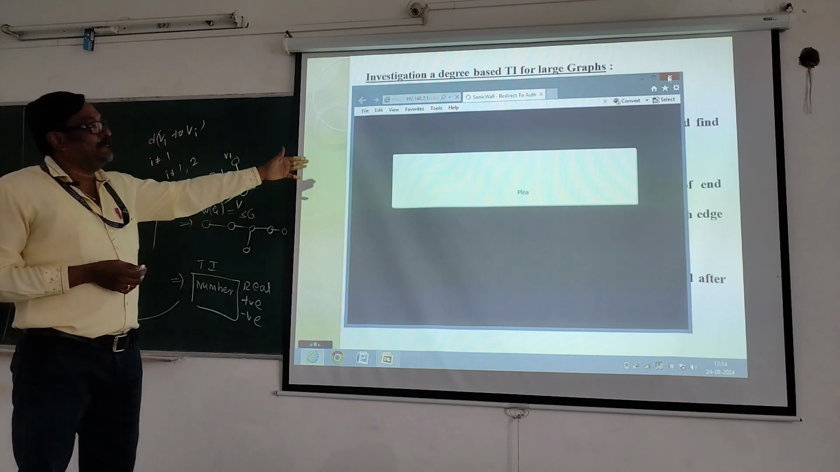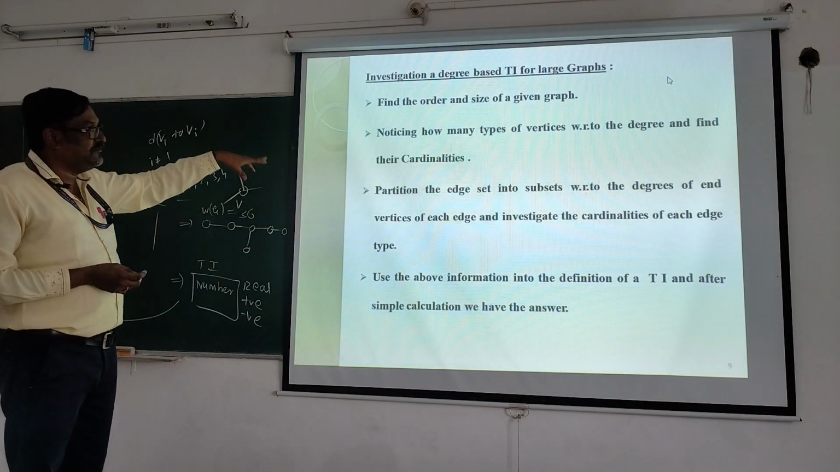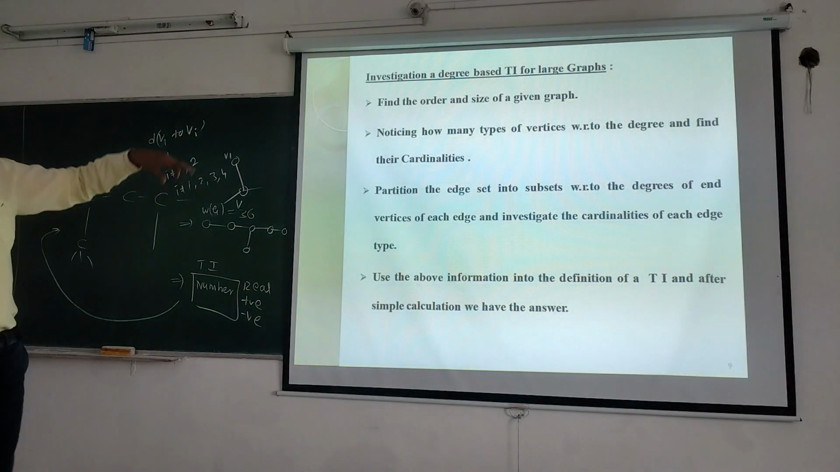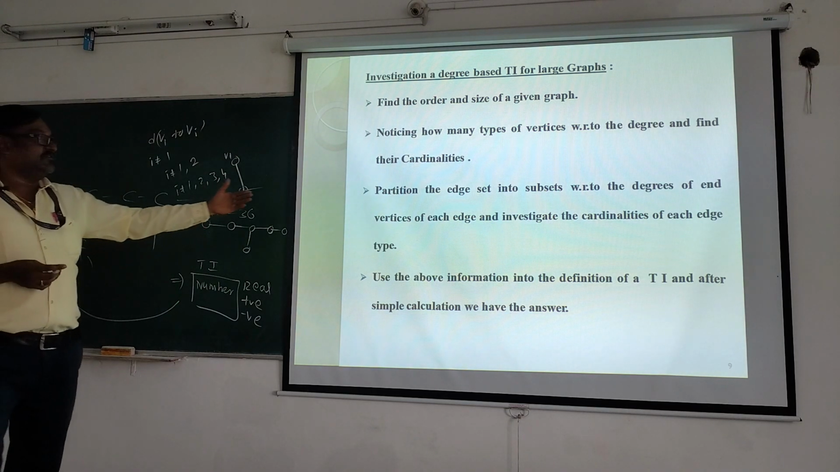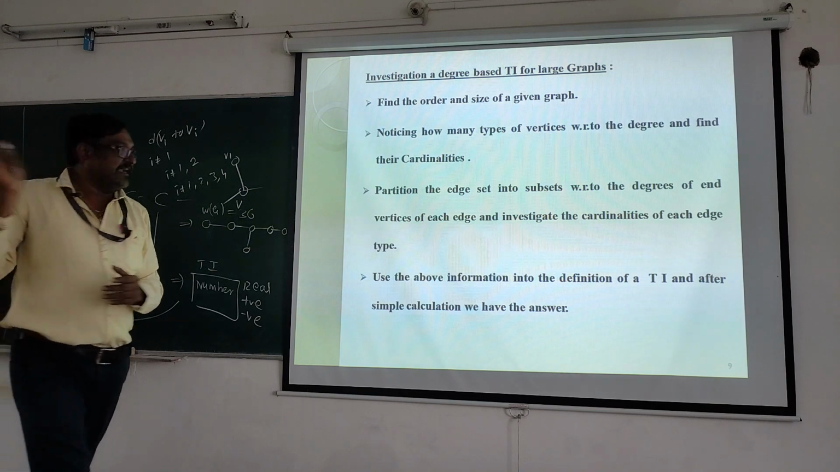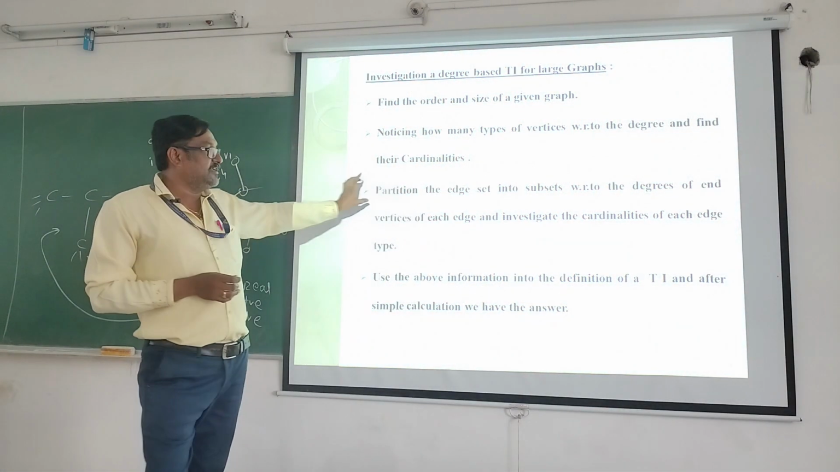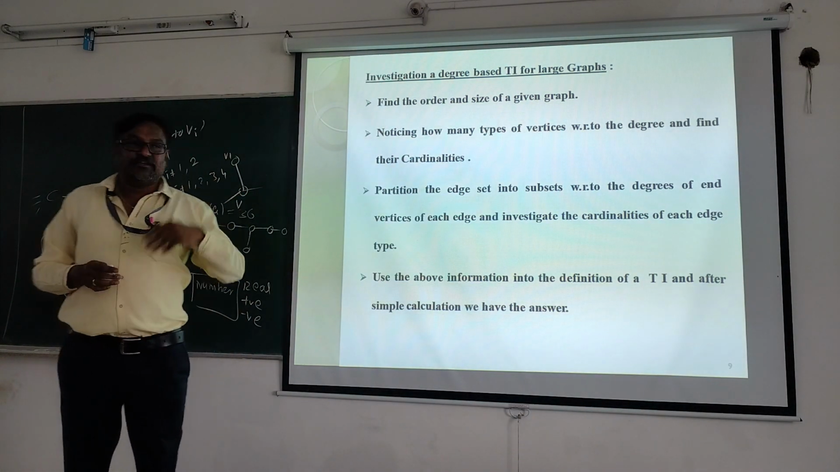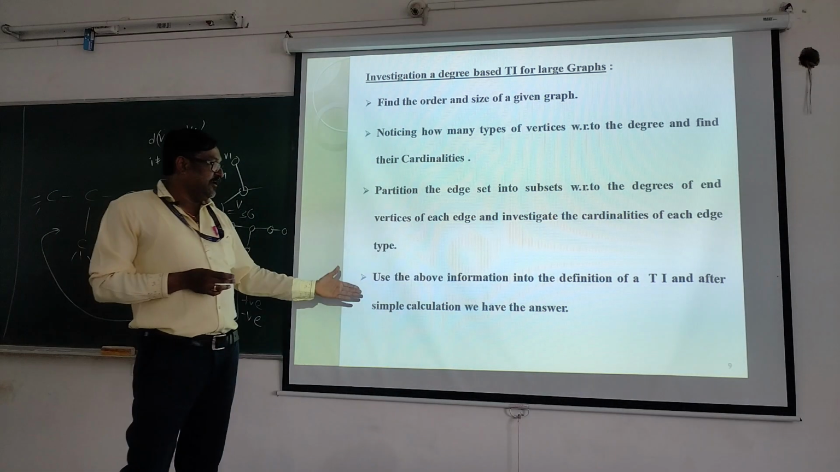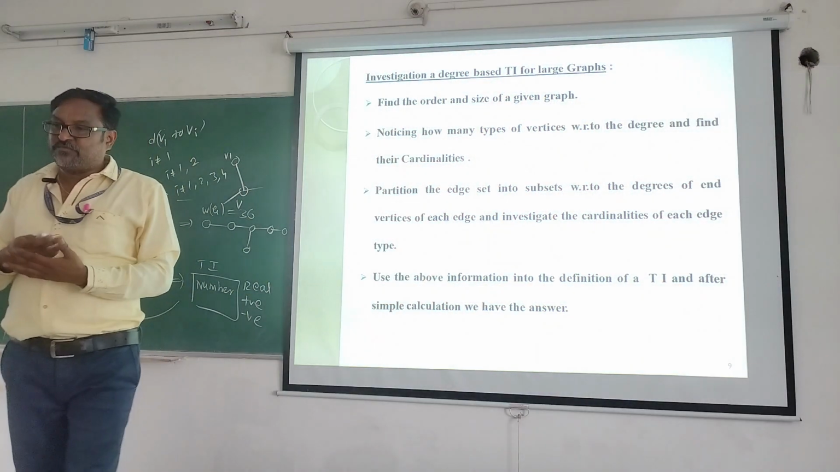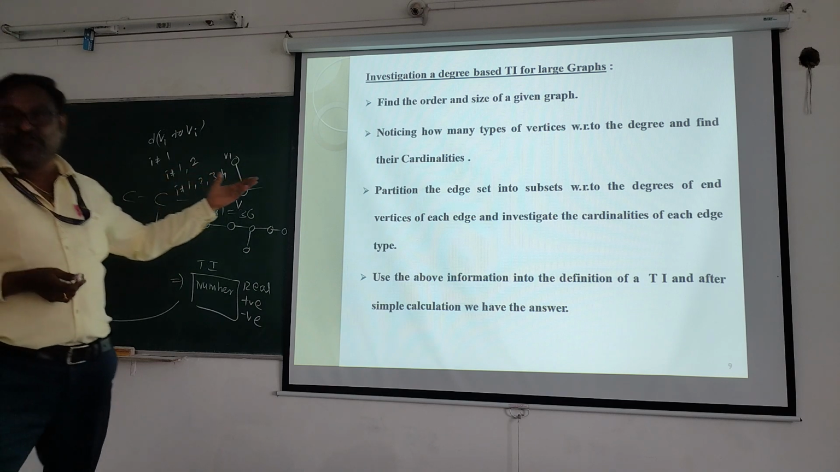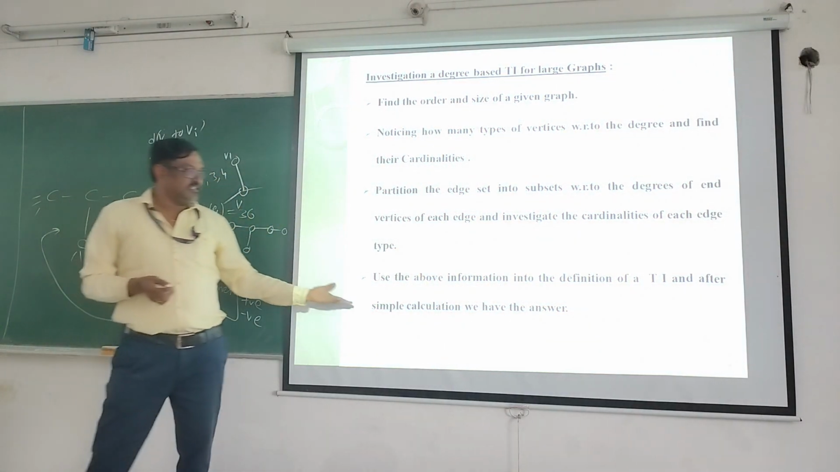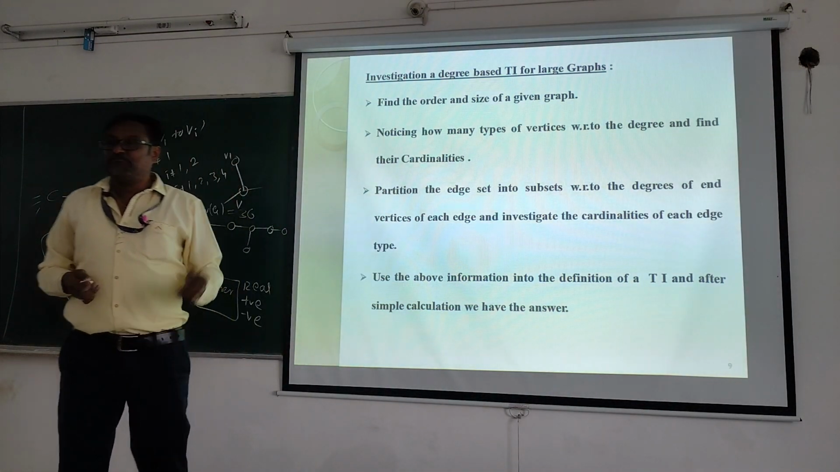The first step is finding the order and size of the graph. Second one is noticing how many types of vertices with respect to degree and finding their cardinalities. Third one is partition of the edge set into subsets with respect to the degrees of end vertices and finding the respective cardinalities. Fourth one, using all the information we have observed from the first step to the third step in the definition of the topological index, and a simple calculation leads to the answer.